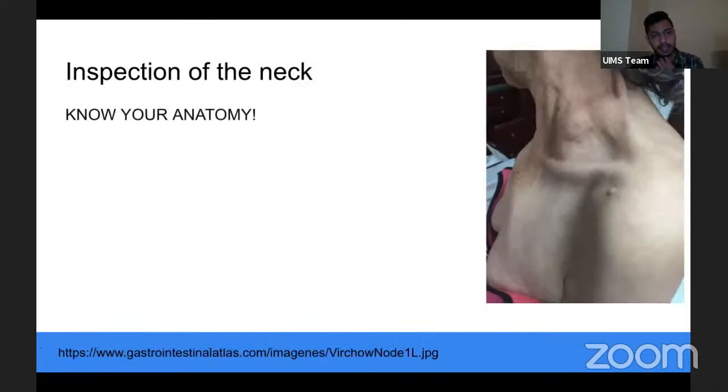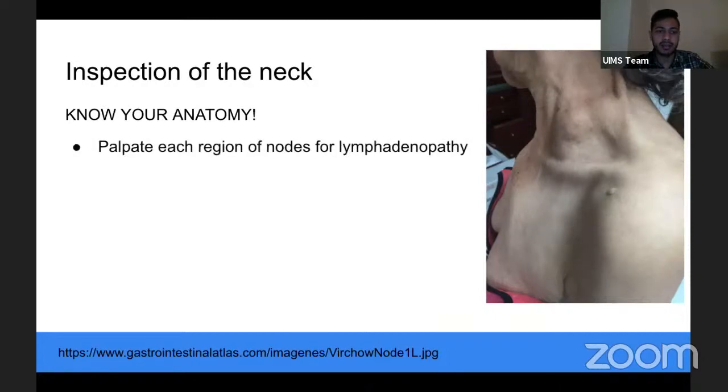On to the next. So we've done the head. We've done the hands and the arms. Now we're on to the neck. So inspection of the neck. You really have to know your anatomy just for this. Why do you need to know your anatomy? Or what is the most important aspect of anatomy in this? It's important to know our anatomy so we can palpate each region of the nodes for lymphadenopathy.